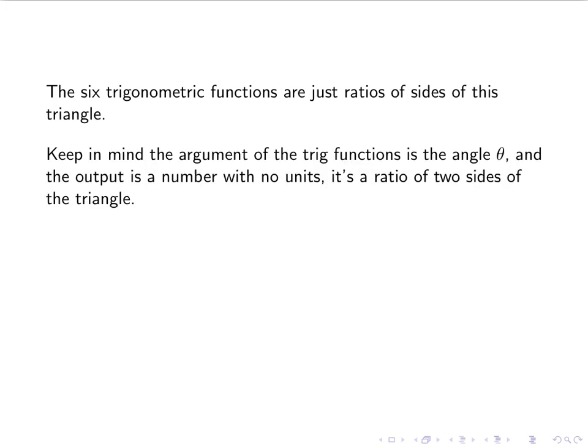So things to keep in mind, the argument of a trig function is an angle, and the output is a number with no units. Remember, it's a ratio of two sides of a triangle. So I put in an angle, and I get out a value, just a straight up number with no units.